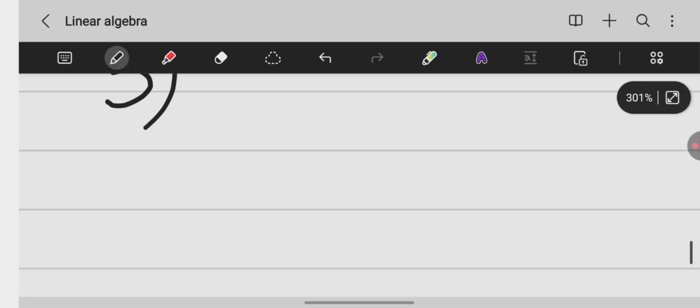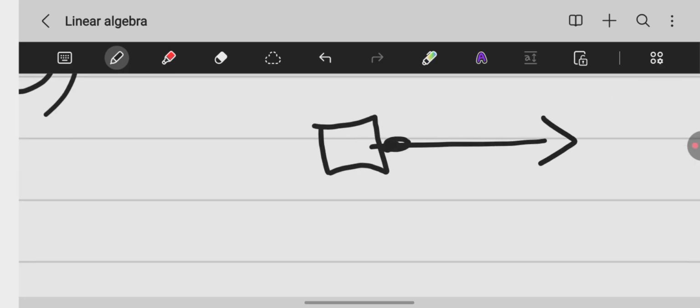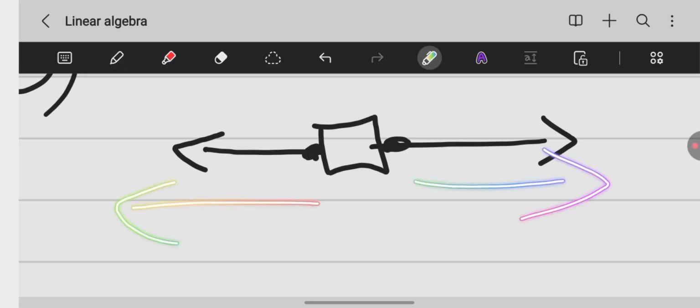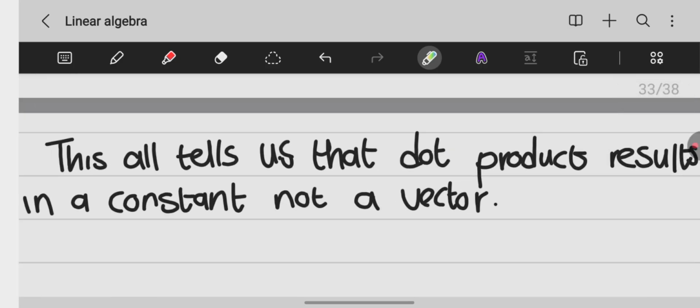The third scenario would be if one person is pushing forward, and then another one is pushing backwards, like that. They work against each other, and hence the dot product would be negative. So one is pushing in this direction, another one in that direction, and the dot product would obviously be negative. And this basically tells us that the dot product results in a constant and not a vector. It just depends on what the people are doing, and whatever result we get from that would be a constant, a number, a value, and not a vector.